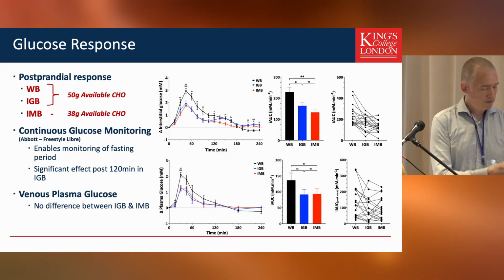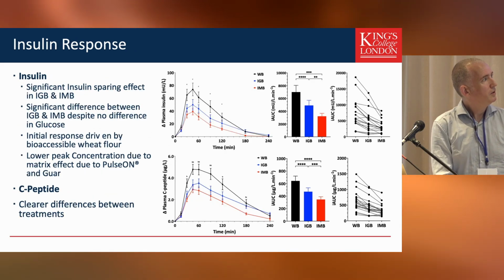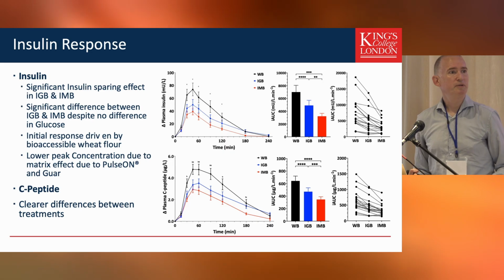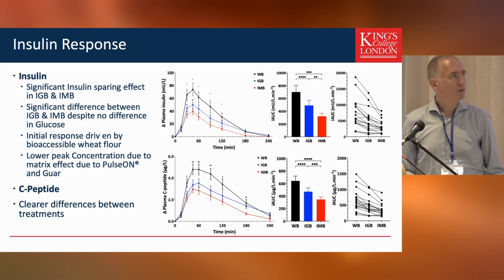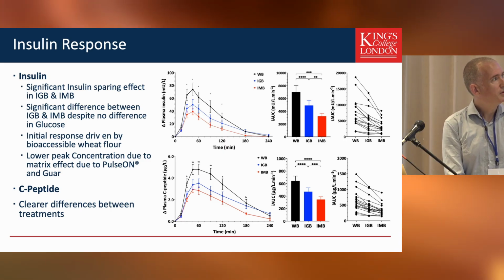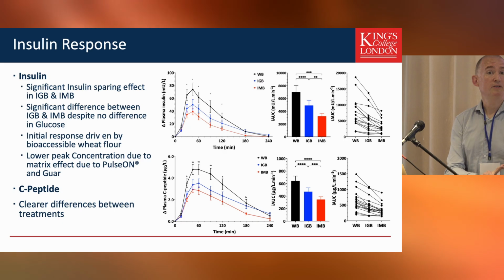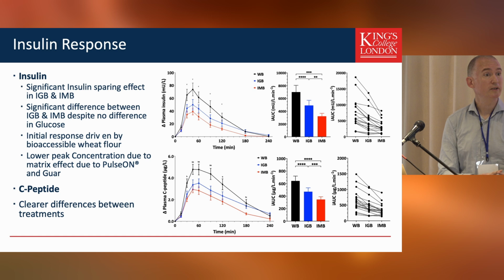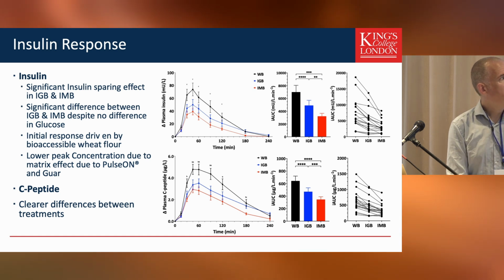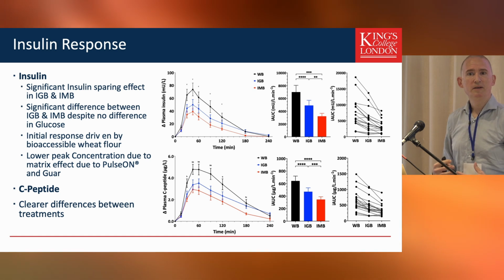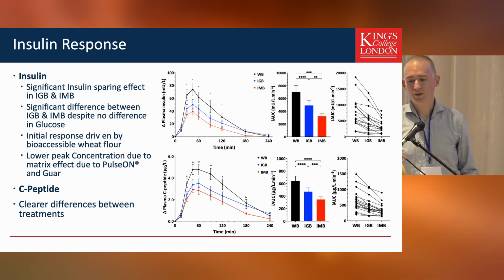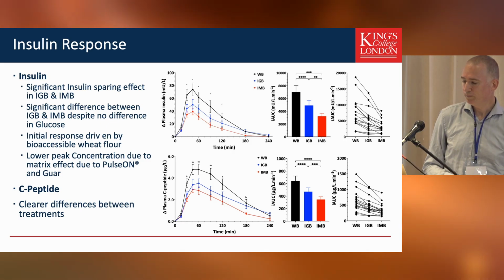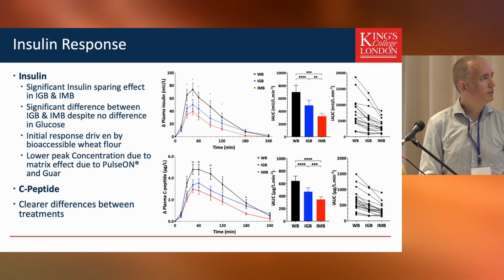For insulin, again, we saw a significant reduction in plasma insulin over the postprandial period. Importantly, we saw it here with a 30% pulse on, whereas we didn't with the original study that had no guar. So guar, galactomannan, is a significant contribution to the insulin response. We see a significant insulin sparing here, and we see that too with the C-peptide.